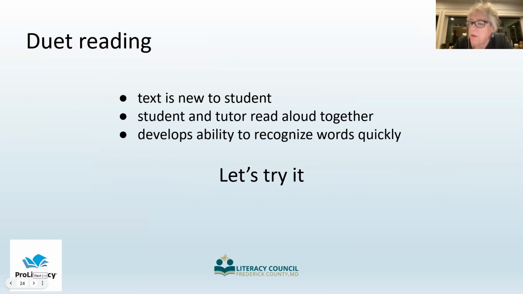It can be used with students who have some reading ability, but who are reading hesitantly, word by word, or with no expression. We're going to do some duet reading. I've asked Carolyn to be the tutor, and she is going to show you how you can duet read. But you are all going to be the students.